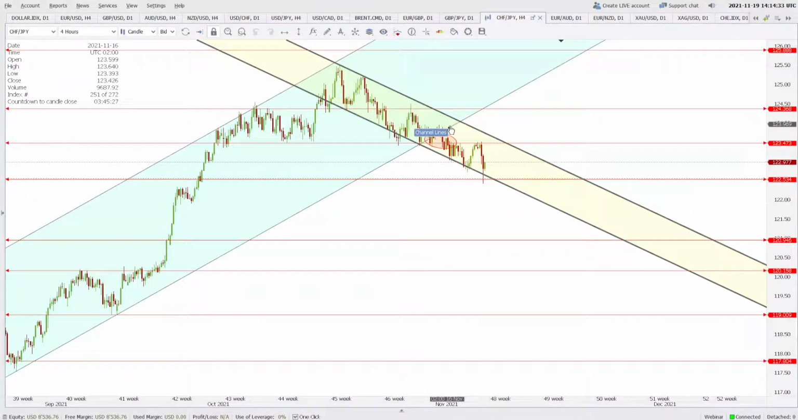Now if this channel breaks and the price closes higher than 123.47, which is the immediate resistance right now, then the price can go back to 124.36 and after that 125.88. Right now the immediate resistance is at 123.47 in this market. The support is 122.53.